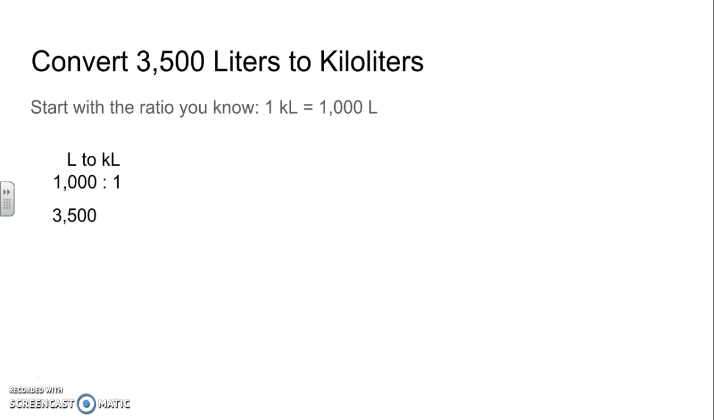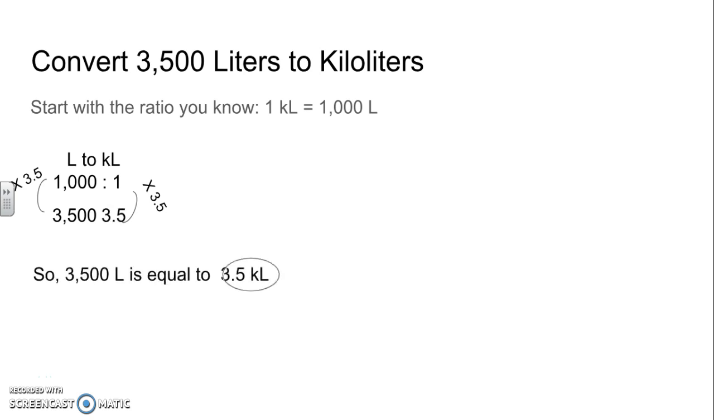To get from 1,000 to 3,500, I need to multiply by 3.5. That's my scale factor. To create an equivalent ratio, I need to do the exact same work on the other side. So I take 1 and multiply it by 3.5. That gives me 3.5. So we've determined that 3,500 liters is equal to 3.5 kiloliters.